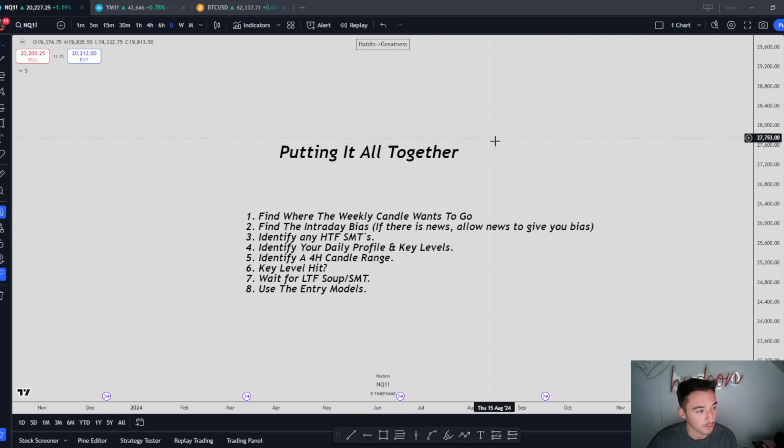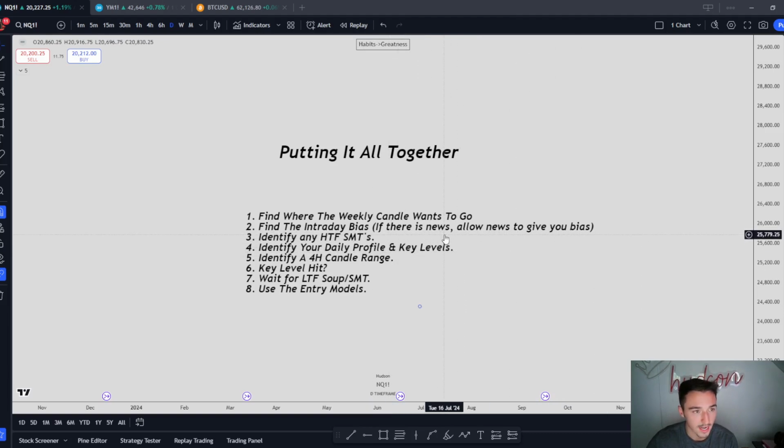There was a 1-hour accumulation, 8:30 manipulated higher. I shorted the very top of that candle. So if you don't believe me, come into the Discord, come look for yourself, right? So identify your daily profile and your key levels, right?